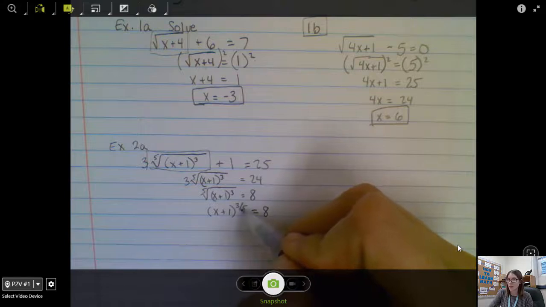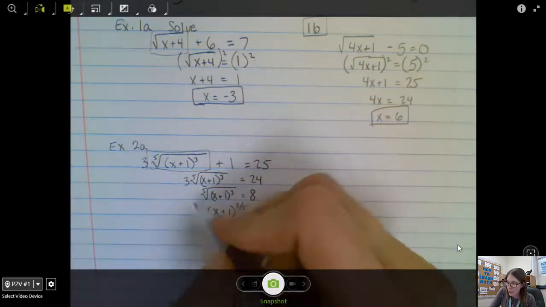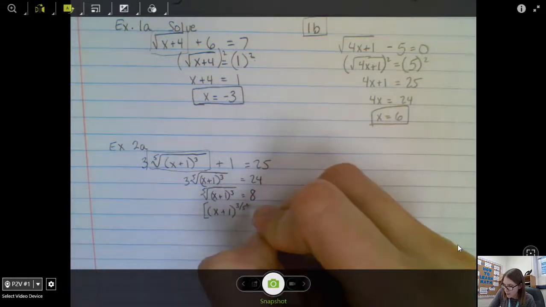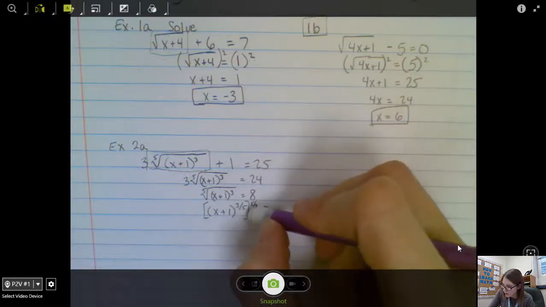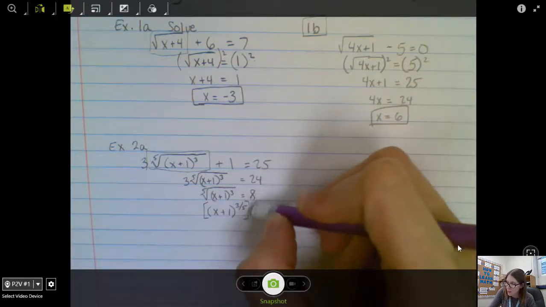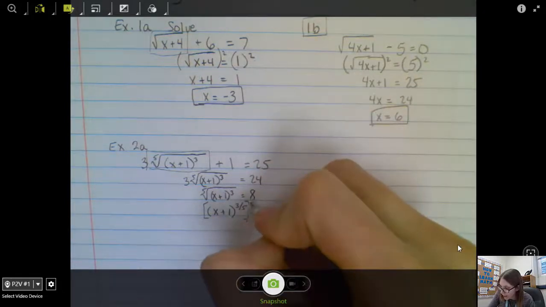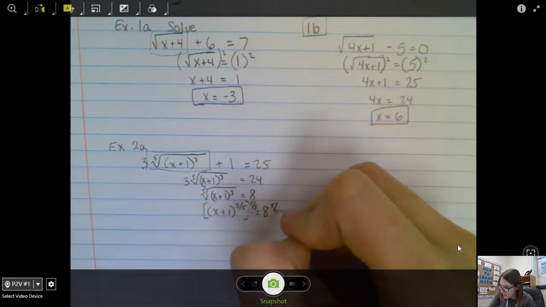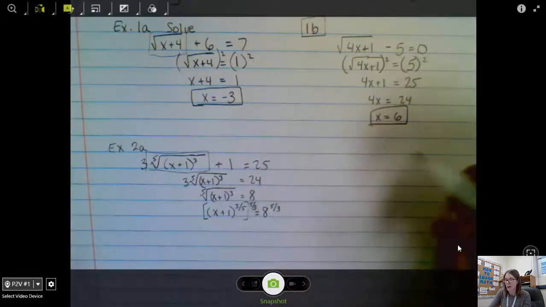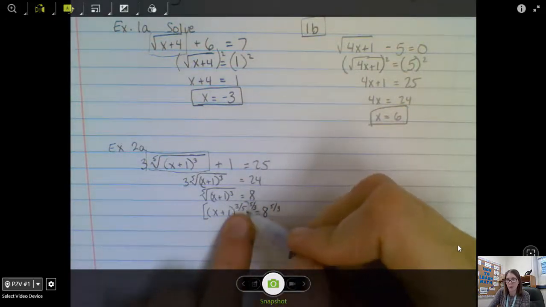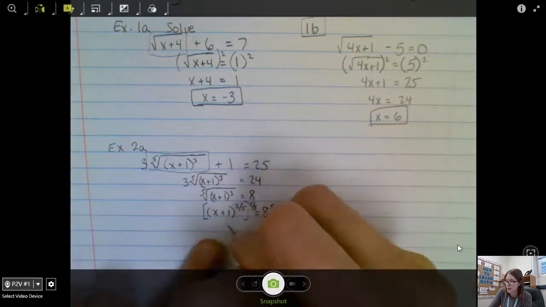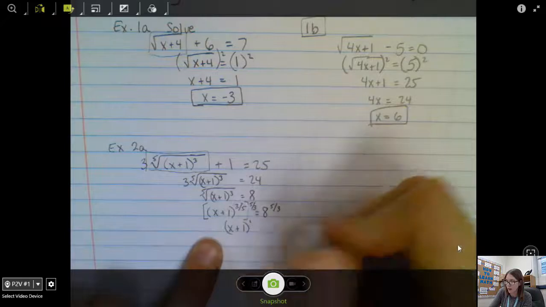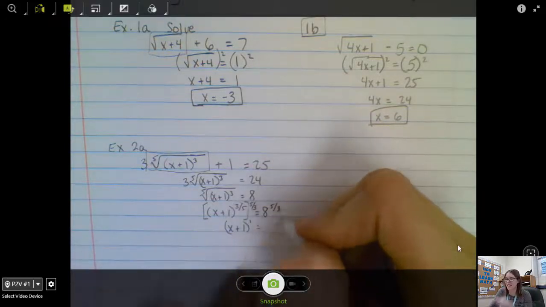To get rid of our 3/5 power, we could take both sides to the 5/3 power. Move my equal sign here so you can see that a little bit better. But take each side to the 5/3 power. The reason we can do that is because if you take a power to a power, remember we've seen before we multiply those exponents? If you multiply something by its reciprocal, we end up getting 1. So that gives me x plus 1 to the 1st power here equals 8 to the 5/3.